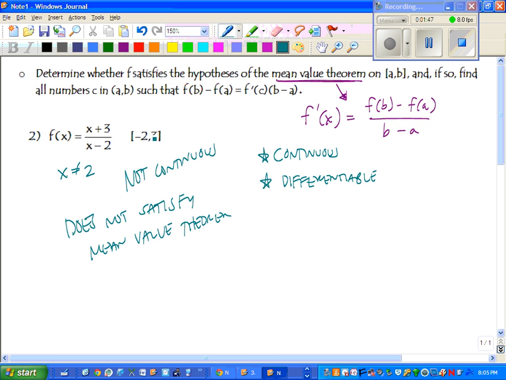So with this one, if we had a different interval here, if we were going from, let's say, -5 to 0, that would be okay, because this discontinuity would not be in that interval. If we used just that interval, we'd be all right. We'd be able to use the mean value theorem and find an x value where the instantaneous rate of change is the same as the average rate of change. But in this case, since this falls within this interval, it does not satisfy the mean value theorem.